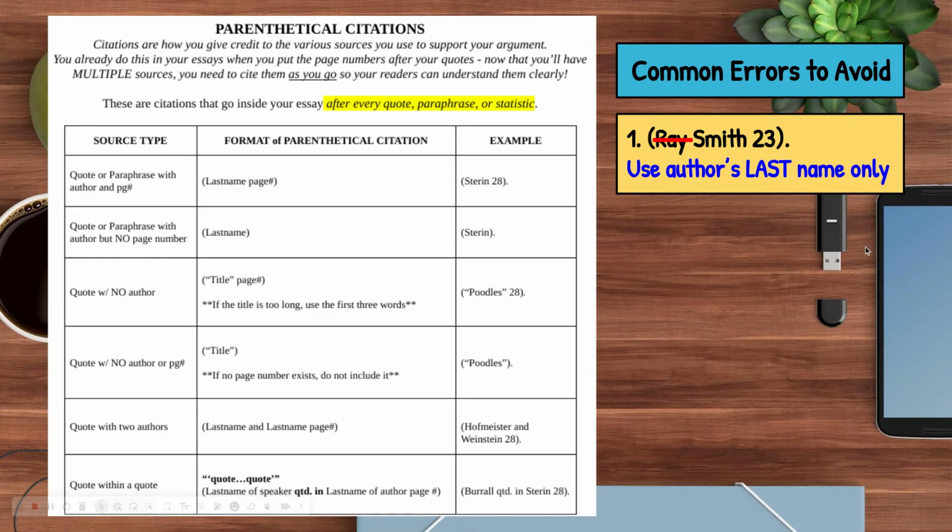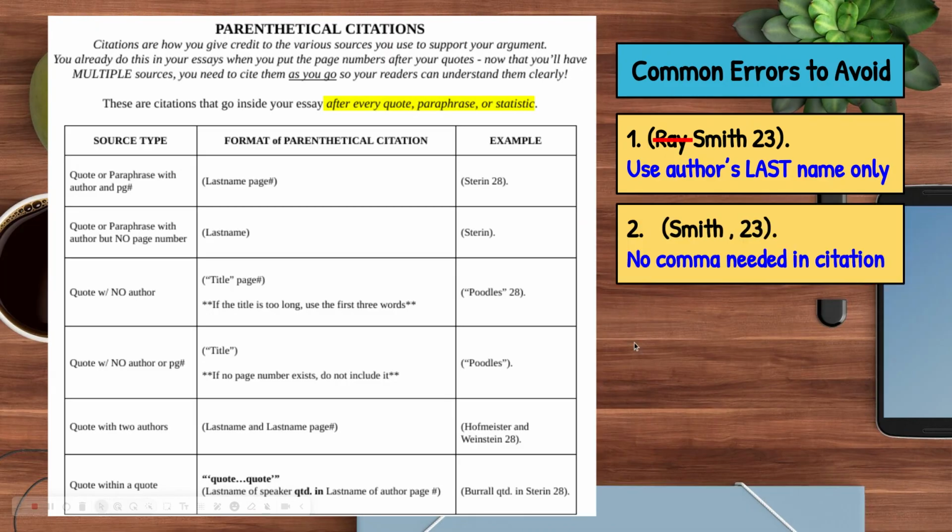The second common error is people tend to throw in a comma between the author's last name and a page number, but you don't need that at all. Just put Smith, hit the space bar, and then 23, right? There's no need to put a comma in there. That means something completely different down the line, and we'll talk about that if the situation comes up.